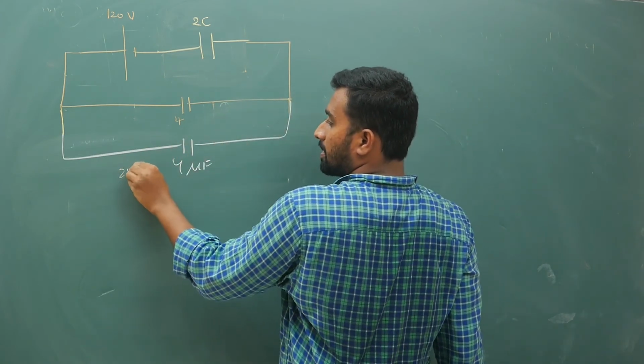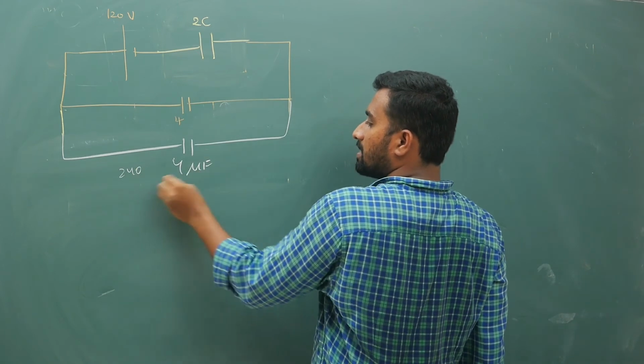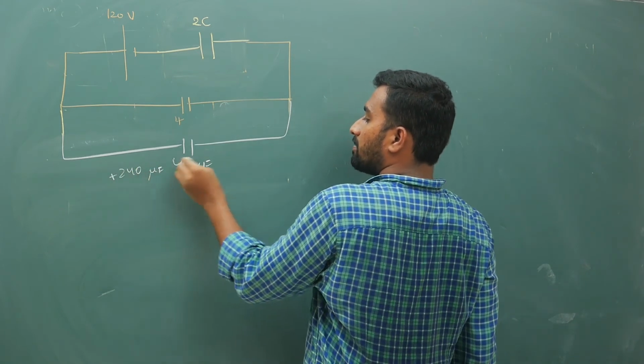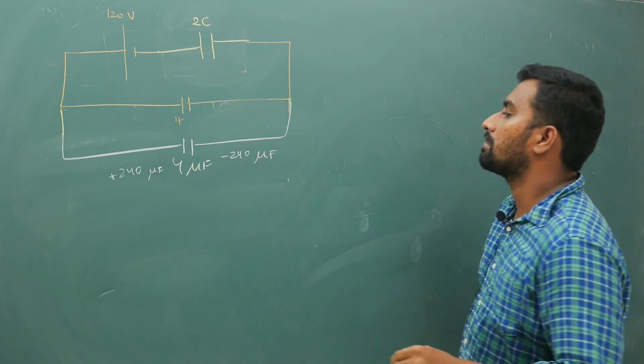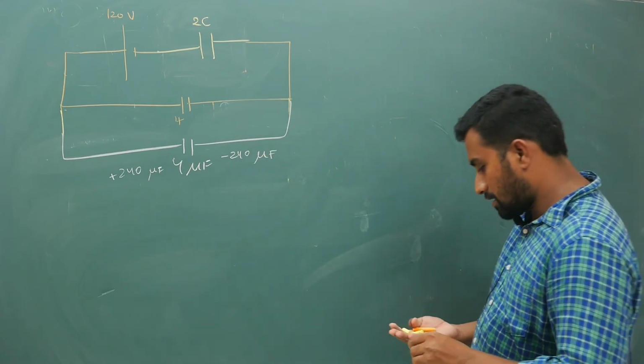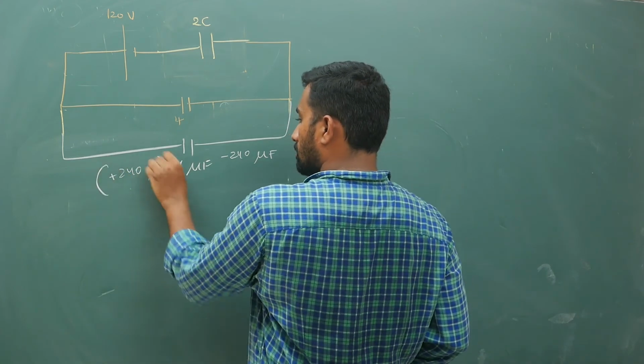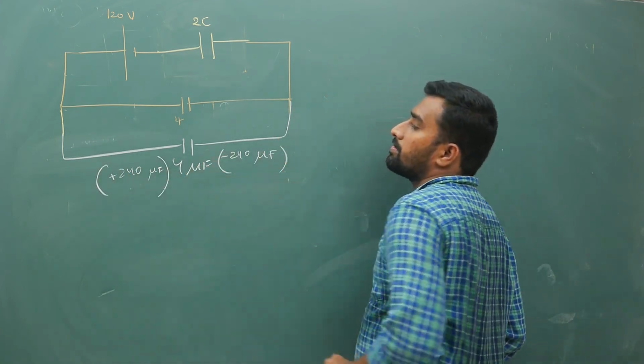If I remember it correctly, I have erased it. This side it is plus 240 microcoulomb and this side minus 240 microcoulomb. Okay, right, next. So these are the charges that you have.